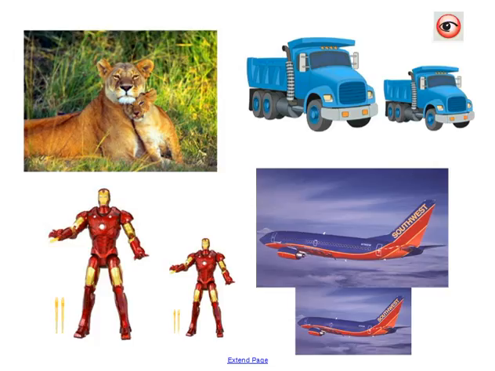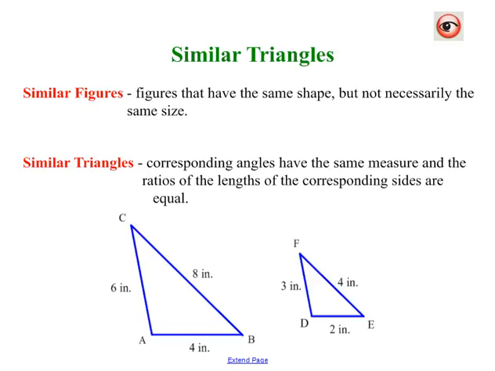Well, we actually call them similar figures. Figures that have the same shape, but not necessarily the same size. Specifically, we're going to talk about similar triangles. Similar triangles are ones where corresponding angles have the same measure and the ratios of the lengths of the corresponding sides are equal. Now, this concept of corresponding angles and corresponding sides is very important.